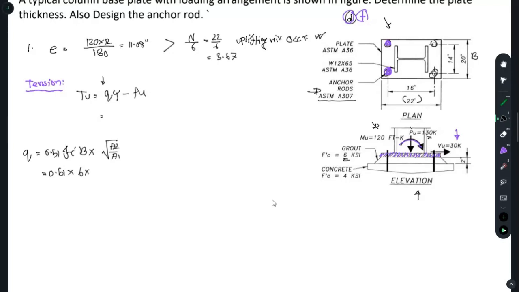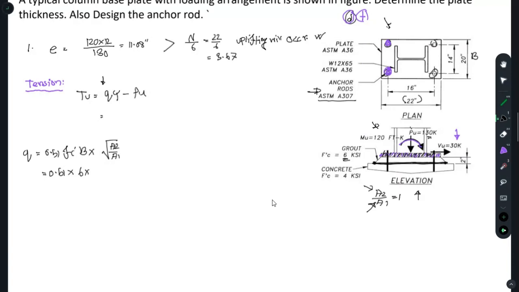And here you don't have the value of A2 over A1. If you don't know this, the conservative way is to consider that this ratio is 1. What do you mean by that? Here, A1 is the bearing area for this steel plate, and A2 is the bearing area right over here. The bearing area at the surface will be more than the bearing area in this plate. So it cannot be less than 1, but it can be more than 1. The conservative one is to consider that as 1, so we can consider that as 1.